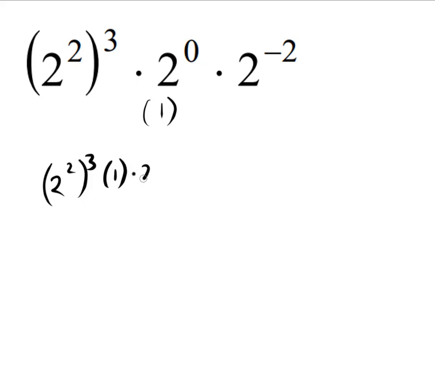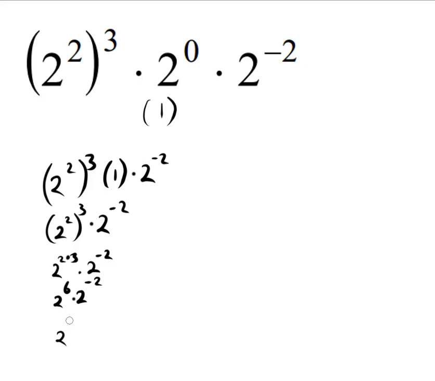Times 1 times 2 to the negative 2, right? And then that 1 just drops out. So it becomes 2 squared to the 3rd power times 2 to the negative 2. Well, now I apply the power to a power rule. This is 2 squared to the 3rd power, so this is 2 to the 2 times 3, right? That's how we've been doing it. I just wrote it out this time. 2 to the 2 times 3 times 2 to the negative 2. And now 2 to the 2 times 3 is going to be 2 to the 6th power times 2 to the negative 2, right? And now my next step is, because these both are multiplied times each other, I add the exponents.